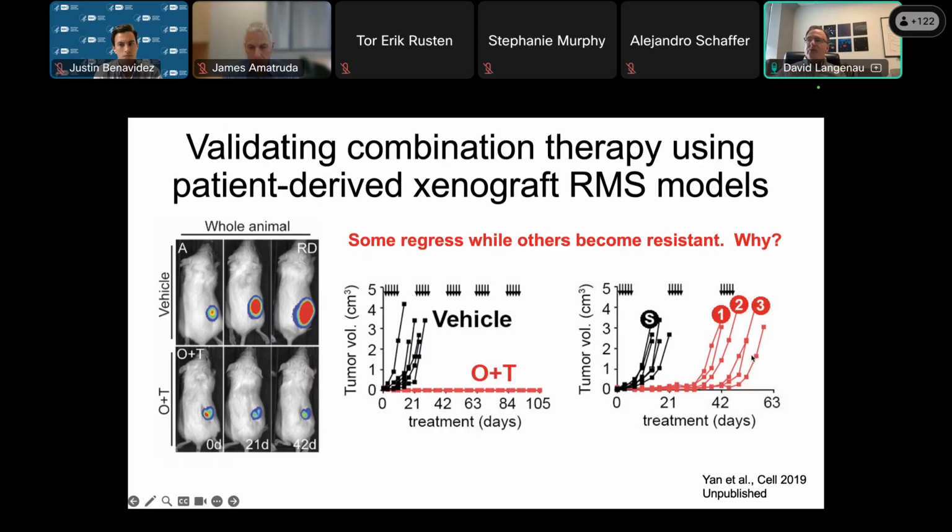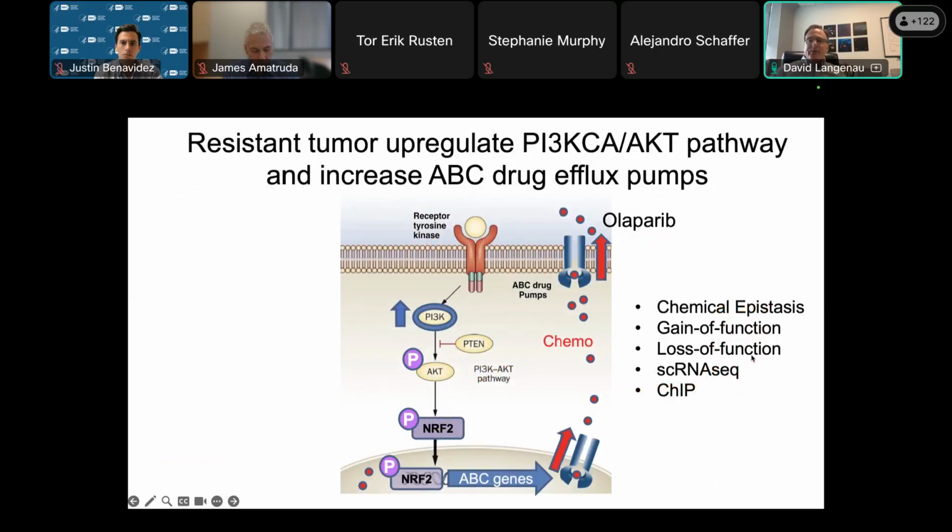We then took these individual tumors and analyzed them to identify the pathways that are driving this resistant mechanism. Because I really wanted to keep this focused on the models, I'm not going to bore you with all the details of the experiments, but I'll summarize what we found: about 50% of the tumors upregulate the PIK3CA AKT pathway, and this activates a transcription factor called NRF2, which then induces the global expression of ABC transport genes, of which there are 48 different genes. These ABC drug efflux pumps then allow the cells to pump the drug out of the cells.